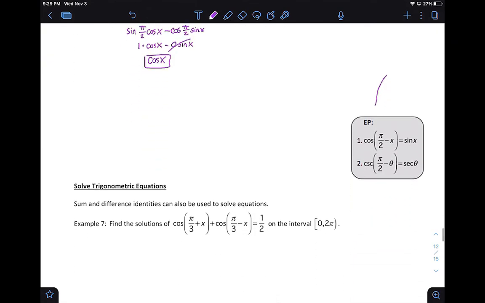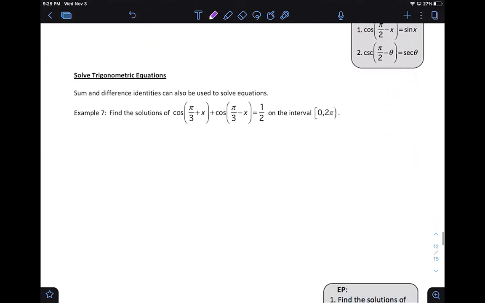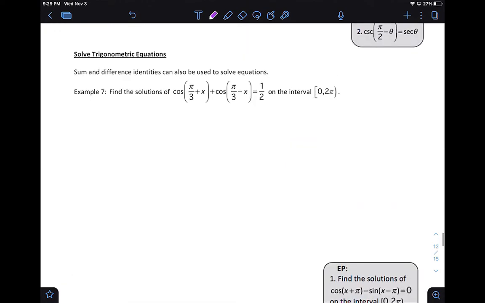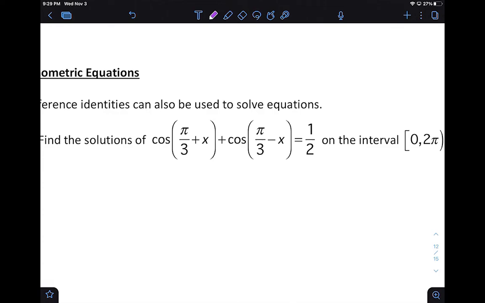We can even extend these ideas. We can actually solve using some of these ideas of sums and differences. So I think that happens here. I guess this is the last one. So let's see what's going on with this one. We're going to find all solutions here. This is one of your cosine ones.